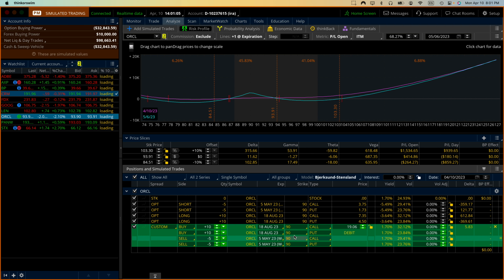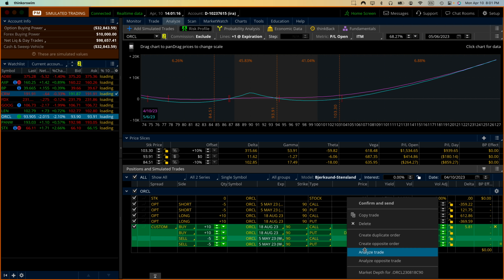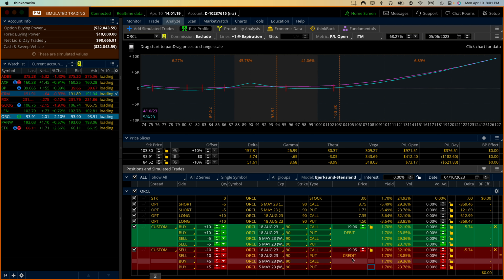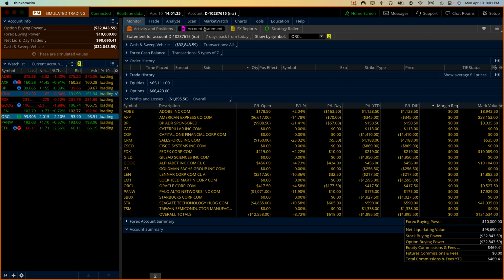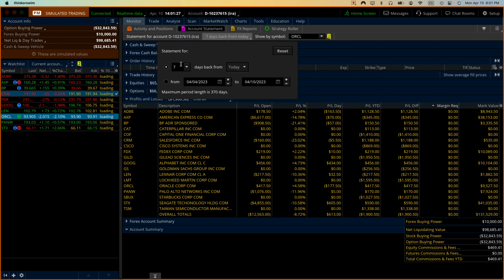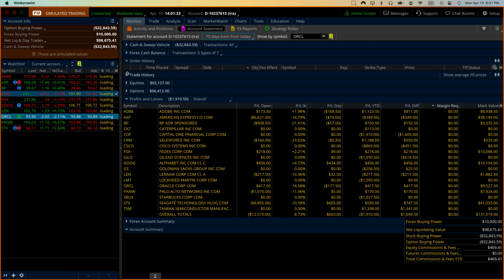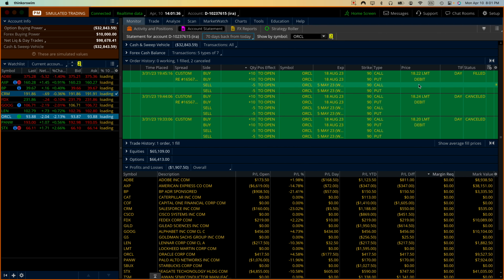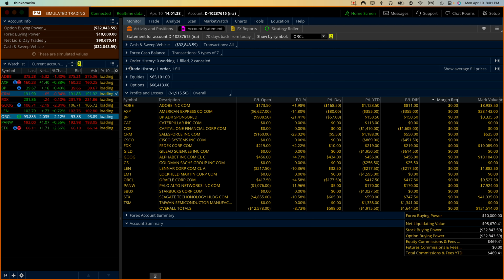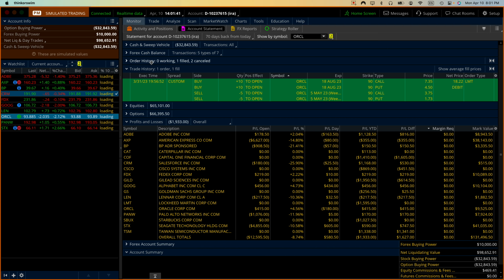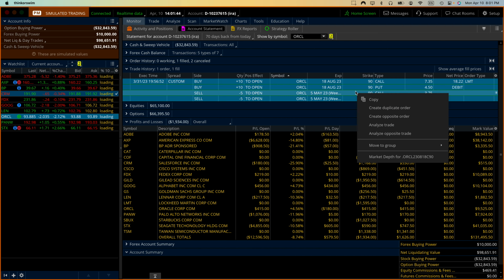Okay, here you have the current position, $19.06. We have May 5th, that's less than a month from now. Analyze the opposite, just to see how much it's worth. Oh, that's open actually. Let me go to the account statement here and go 70 days back, just to make sure that I can see all the trades I have on Oracle. And I have the trade history. What we need is more important. The order history will show you also canceled orders. So let's analyze this.